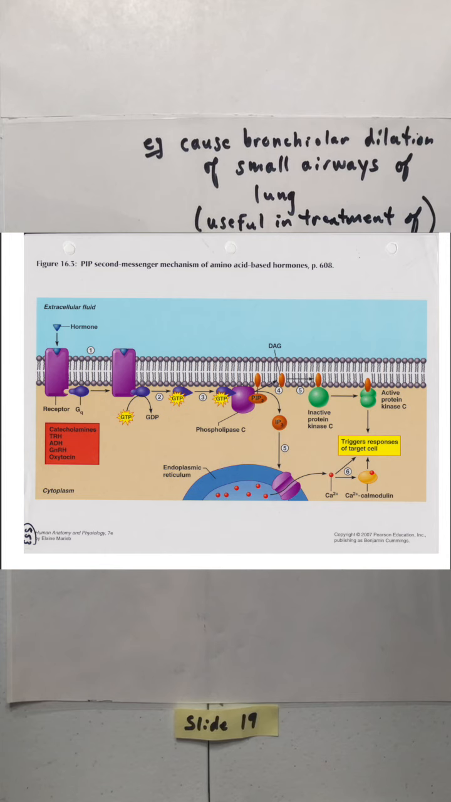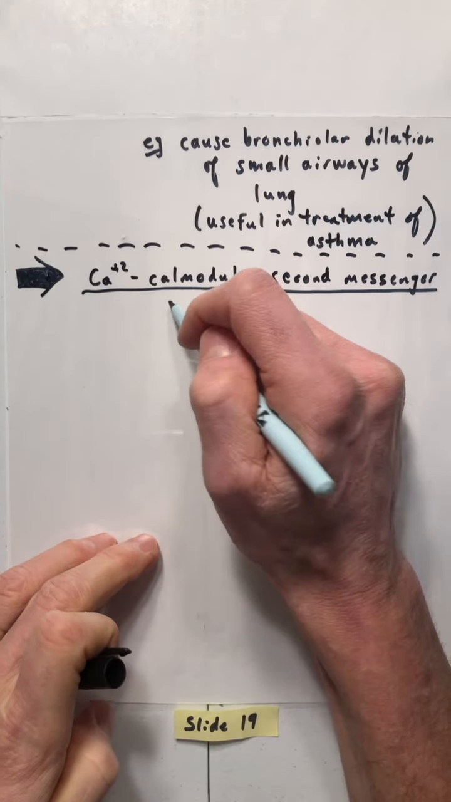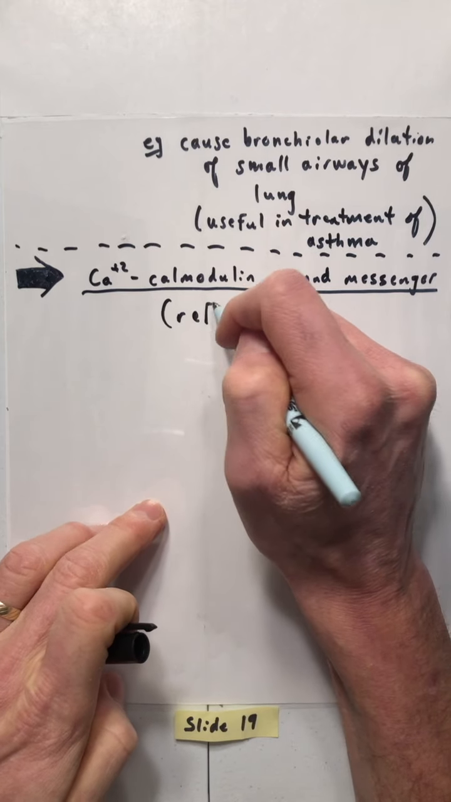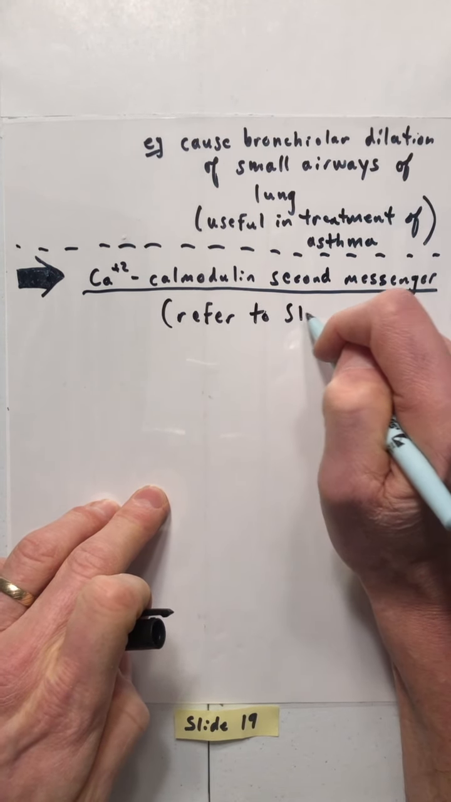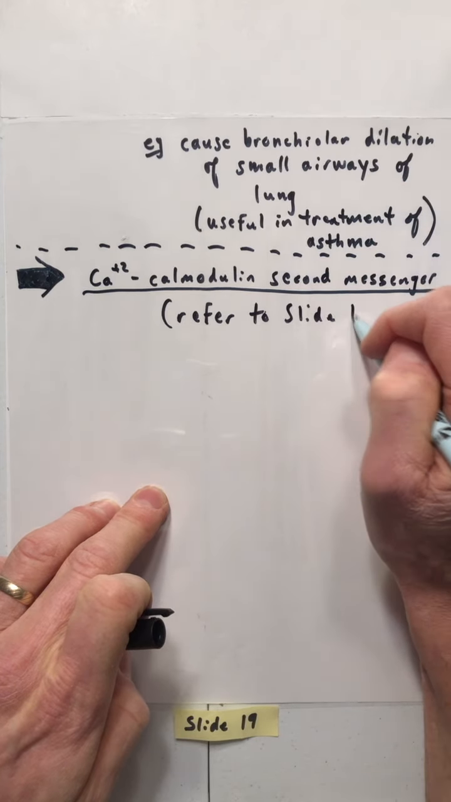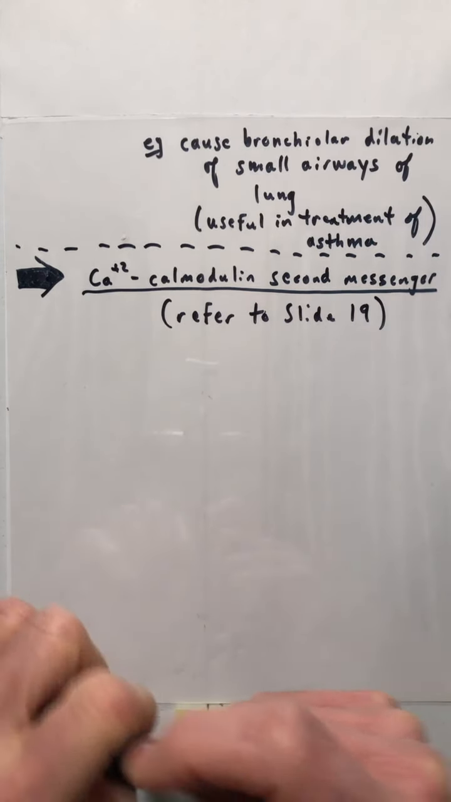So it's possible for the same hormone to trigger one type of second messenger cascade in one cell and another type of second messenger cascade in another cell. So this is just another example, and I'm going to put in the notes here, refer to slide 19 because I'm not going to rewrite all that. But be sure to take a look at and know slide 19 and let me know if you have any questions about that.